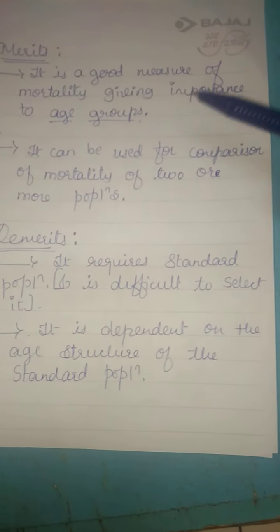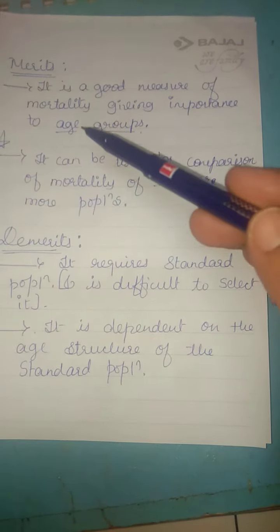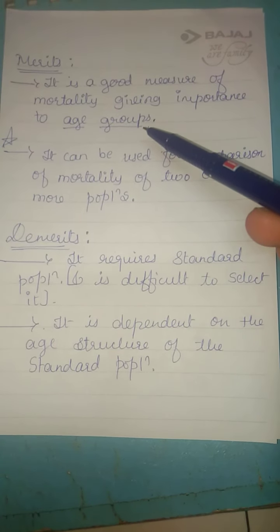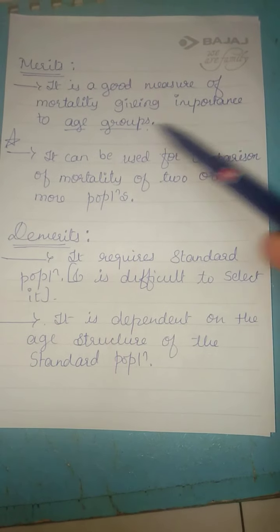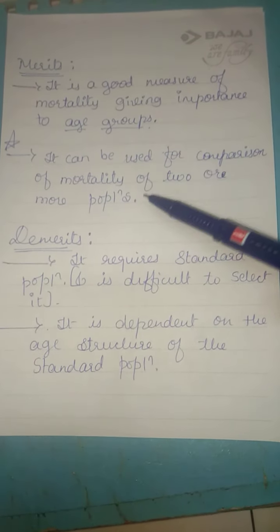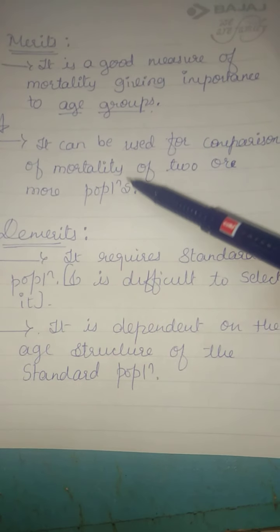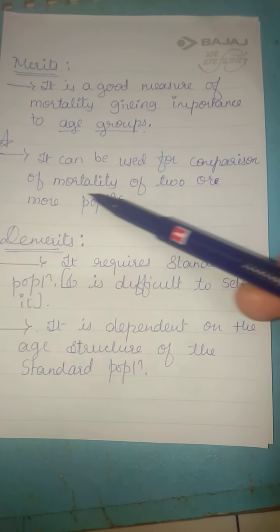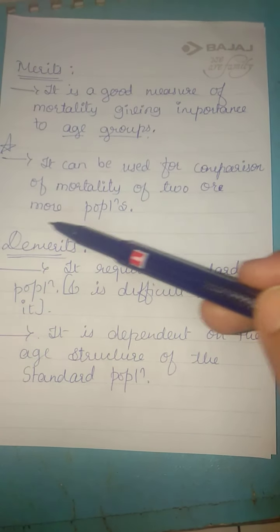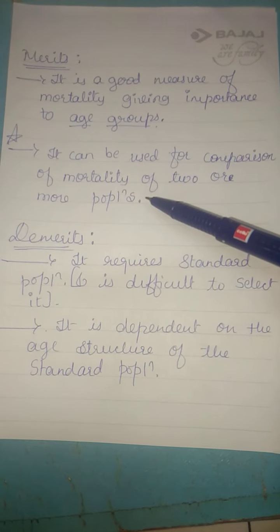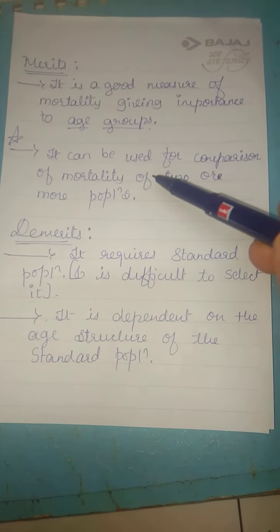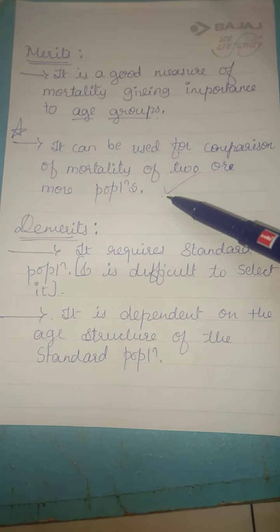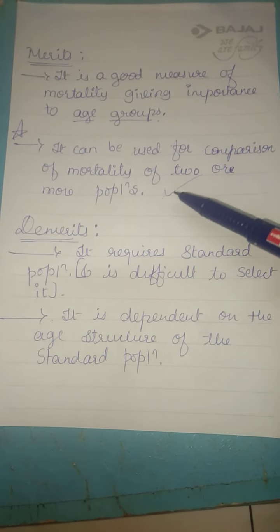We have merits here. It is a good measure of mortality, giving importance to age groups, as we are using ASDR. And the next one, this is very very important again. It can be used for comparison of mortality of 2 or more populations. This is the only measure we are using for the comparison of mortality of two different populations.